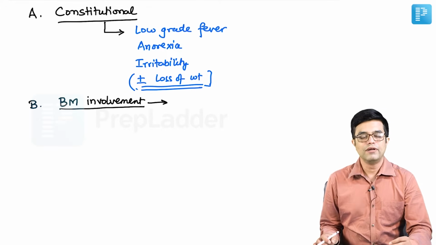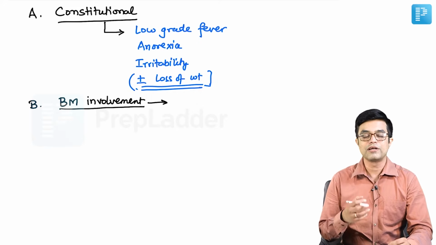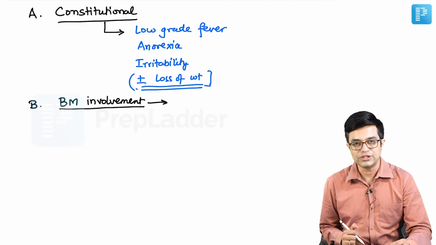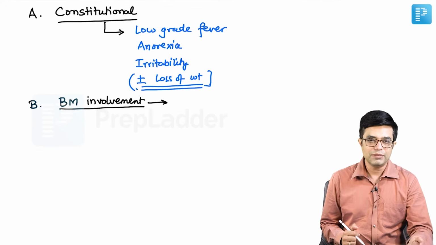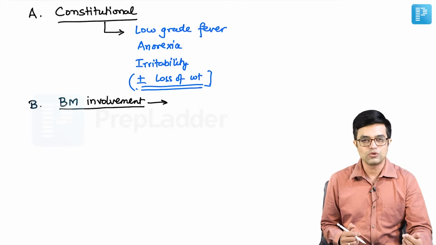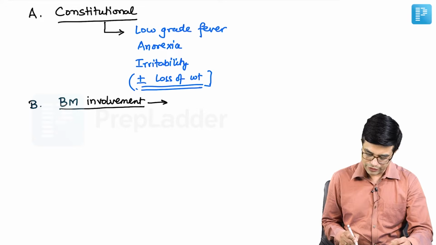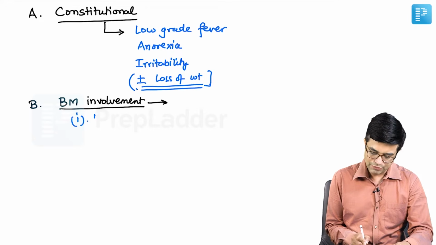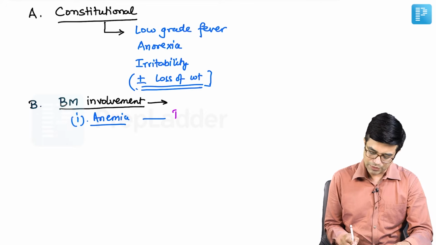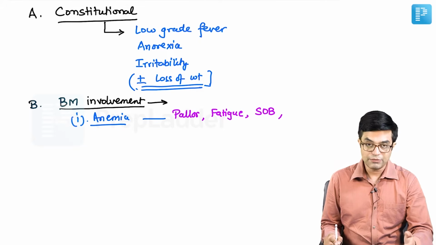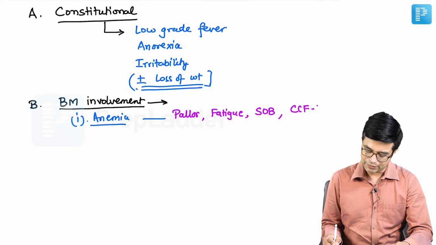Bone marrow involvement will happen because the blast cells will replace the normal hematopoietic lineages. What we will find is anemia and thrombocytopenia being present in majority of them, although the WBC count tends to remain variable. So in bone marrow involvement, first you will find anemia in these patients. When there is anemia, there will be manifestations of anemia like pallor, fatigue, shortness of breath, that is dyspnea. Some of these patients, if the anemia is severe, can also have CCF-like manifestations.